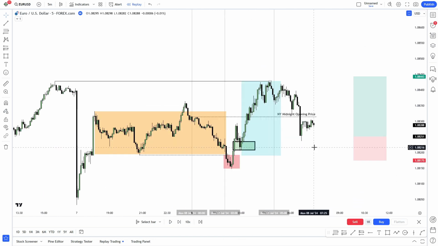Okay, now if you wanted to think of this in terms of power of 3, we had our consolidation right here throughout Asia, the Asian range right here. We are consolidating. We then get our Judas swing / manipulation right here below the Asian range low right there, and then we get our distribution phase to let the daily range expand to the upside.